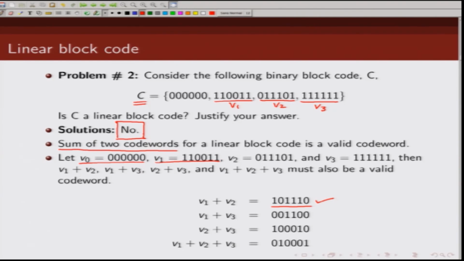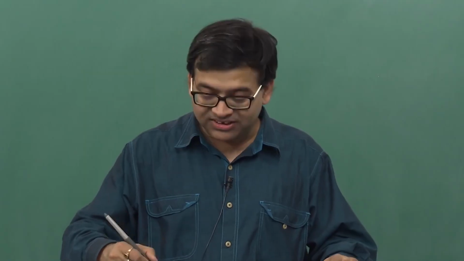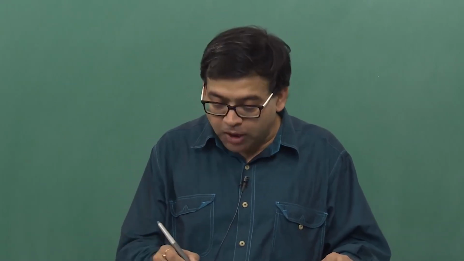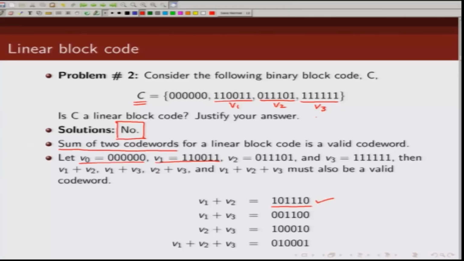Now, my next question is, can we add additional code words here such that C becomes a linear block code? How do we do that? To do that, we will have to ensure all possible combinations of these code words are also there in C. So, let us compute V1 plus V3, which is given by 001100.